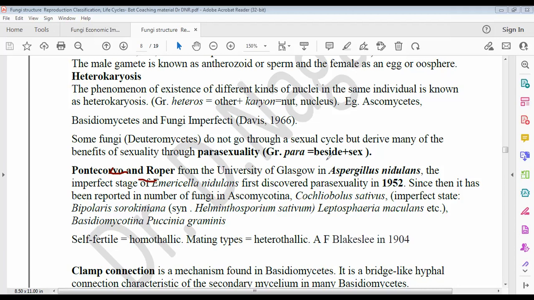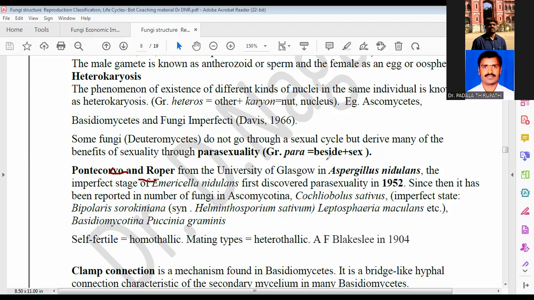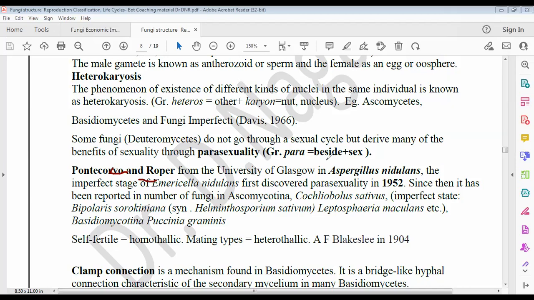Dustbin, and imperfect fungi. There is no sexual stage present in Deuteromycetes fungi. That is also most important. Which group of fungi is called imperfect fungi? Which group is called dustbin fungi?